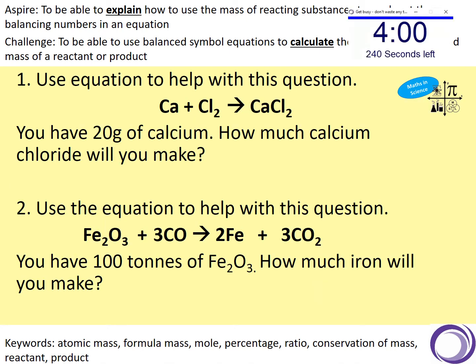So I'd like you to try the next two questions using that same method of using a grid. So remember, work out what you already do know, work out the formula masses of the relevant compounds or elements in the question, work out the number of moles, use the molar ratio to work out the moles of the one that you don't know, and then mass equals Mr times mole to convert that into a mass.